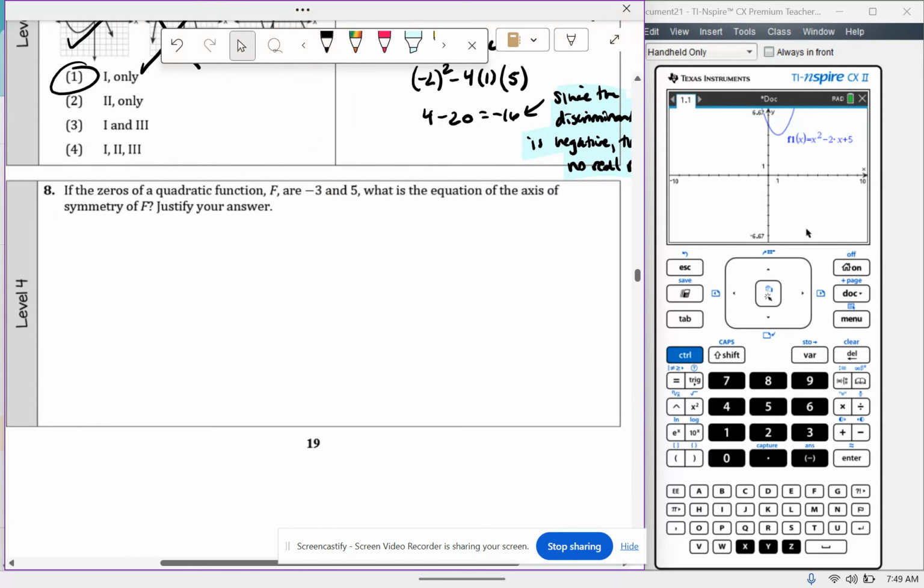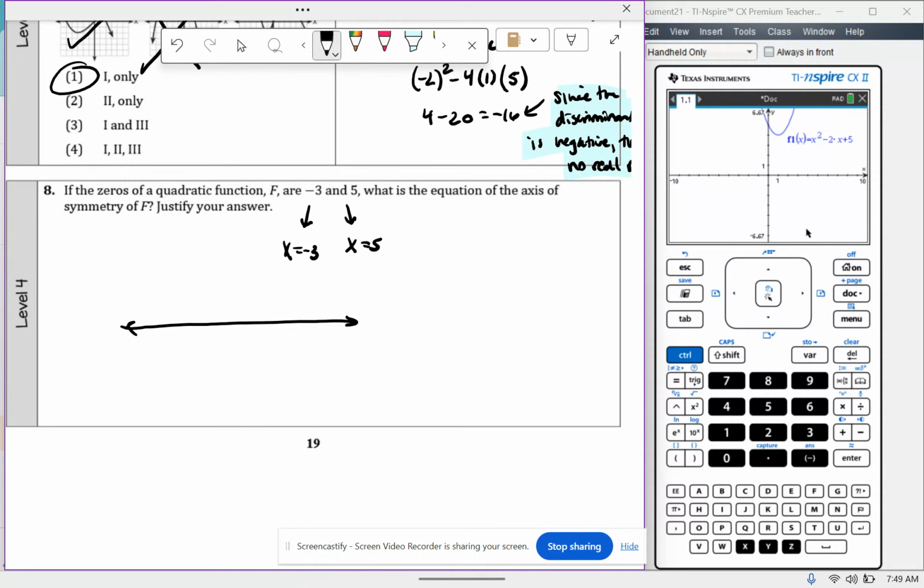Question 8, if the zeros of a quadratic function f are -3 and 5, so I have x equals -3, write them in the form that's familiar to you so you can just rely on your algorithm and you don't need to overthink it. What is the equation of the axis of symmetry?